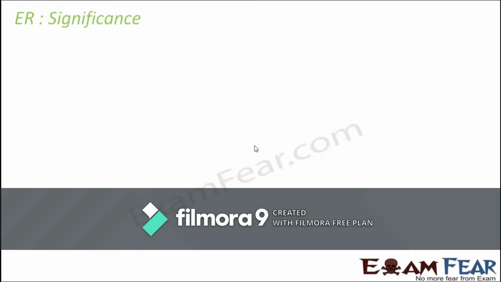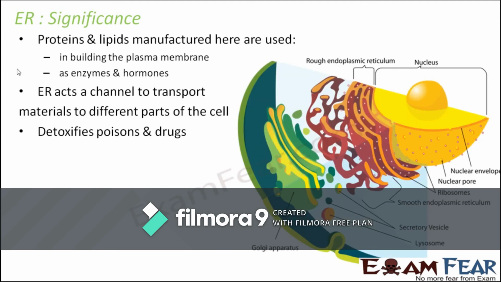So let us look at the importance of endoplasmic reticulum. Why is it important? What does it do? It helps in the manufacture of proteins and lipids. Proteins and lipids get manufactured here and are used in building the plasma membrane, in enzymes and hormones. Like we saw the plasma membrane components, the plasma membrane is made up of two layers of lipids, and proteins are embedded in the layer of lipids.